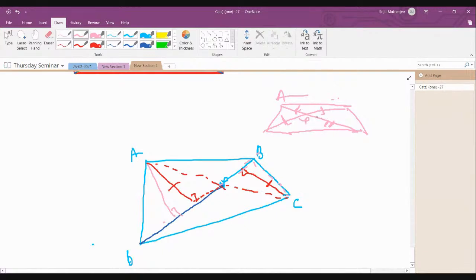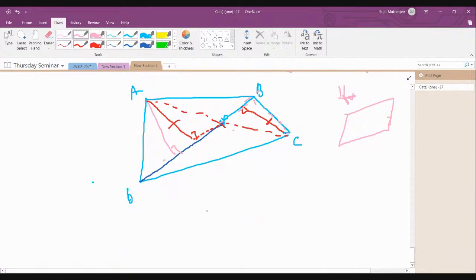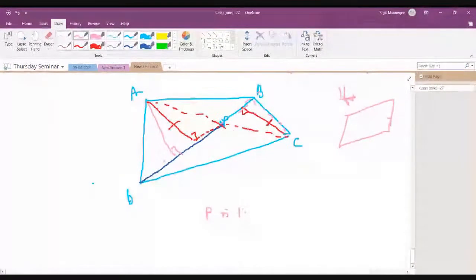So it implies automatically that if two diagonals bisect each other, it must be a parallelogram. That is also automatically implied. So we just need to prove that P is the intersection point of the diagonals of ABC. I think that is provable.